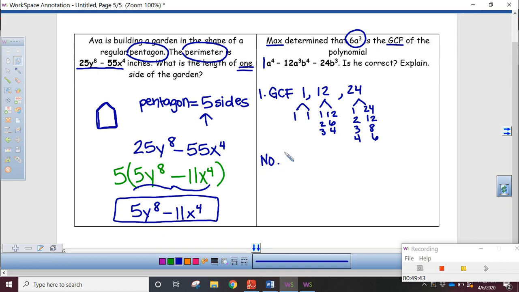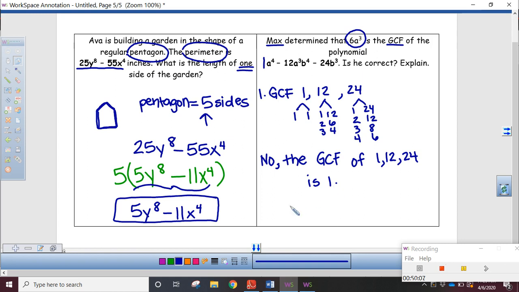The only factor that they have in common is 1. The greatest common factor of the numbers 1, 12, and 24 is 1. So we already know that he is incorrect, because the greatest common factor he came up with was 6, and the greatest common factor is 1. So he is not correct.